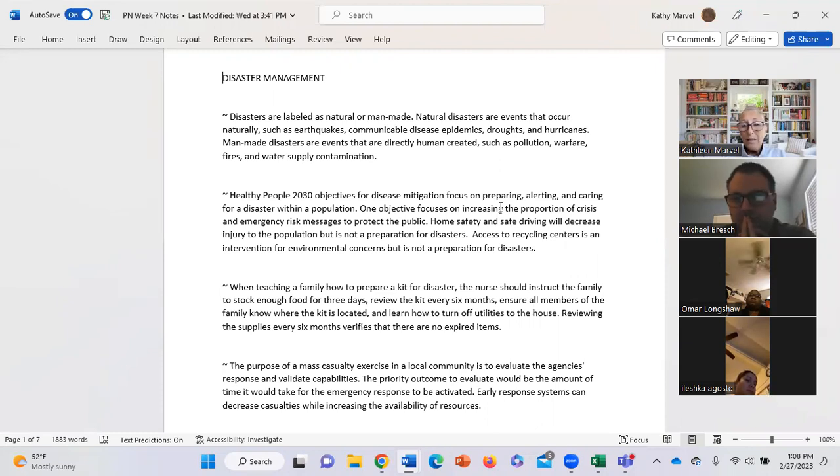Okay, one of the biggest issues is communication. So one of the objectives for Healthy People 2030 focuses on risk messages: how to protect the public, what information needs to get out to whom, when, how soon, and how much information we should provide.